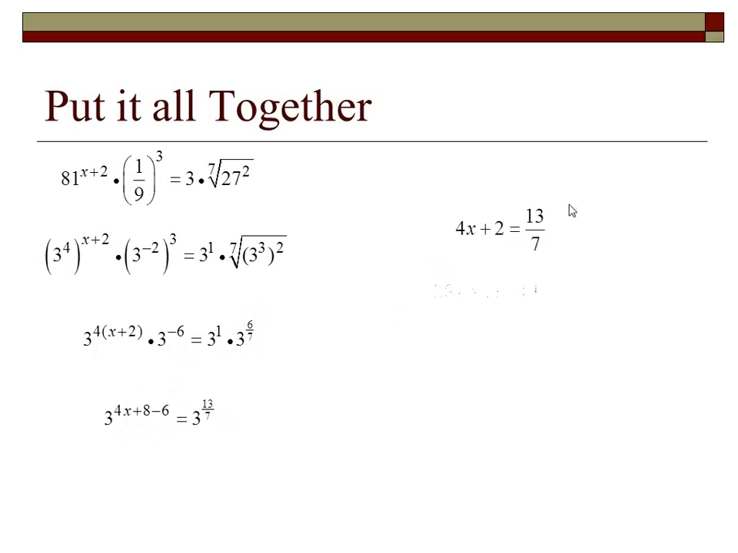Multiply by 7. Get 28x plus 14 equals 13. We'll subtract 14, and then divide by 28.